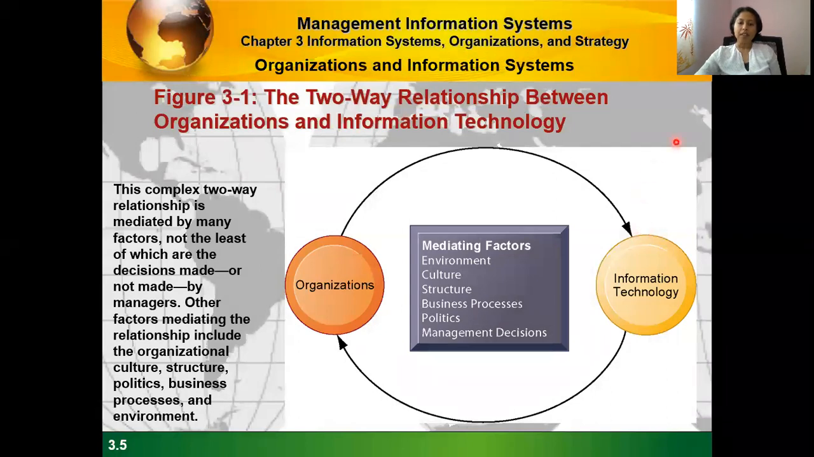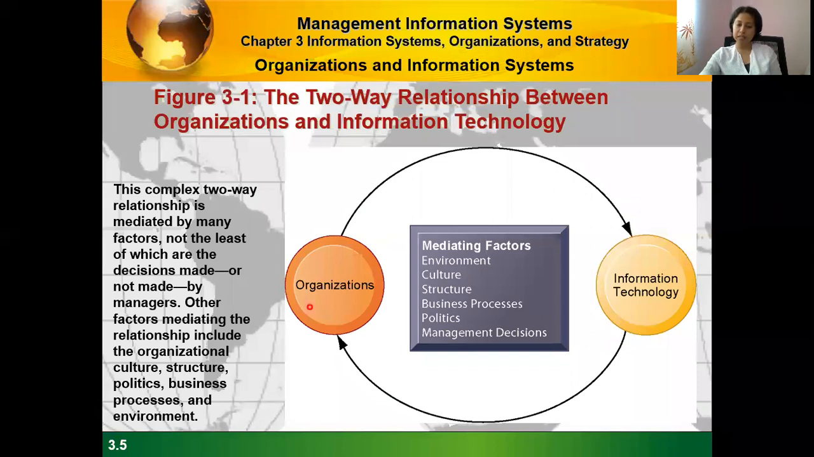This figure 3.1 explains the two-way relationship between organizations and information technology. Earlier I told you that there's an interaction between IT and business organizations, right? So, when there is a two-way relationship, as demonstrated in this figure, you can see on this end we have organization, on this end we have information technology. Two-way relationship means they need each other to exist, right? So the organization gives certain elements to IT, right?